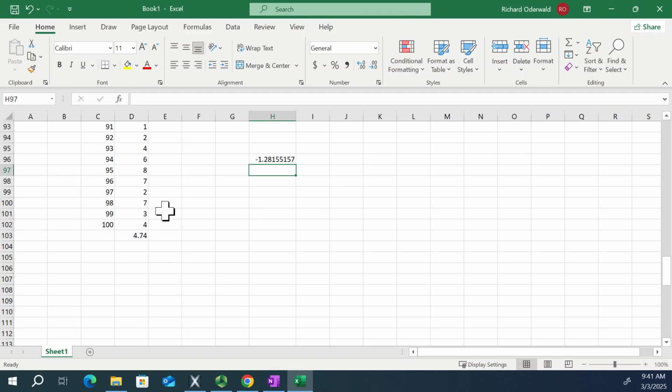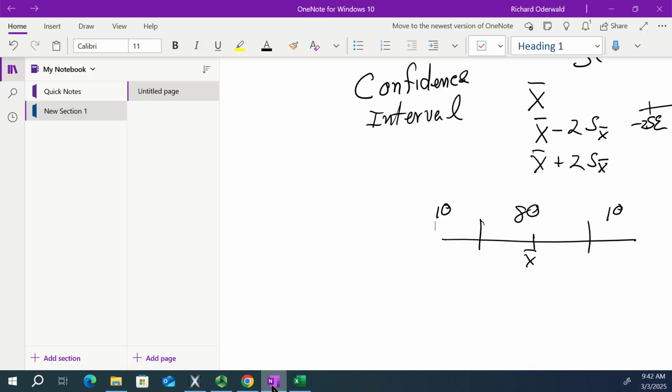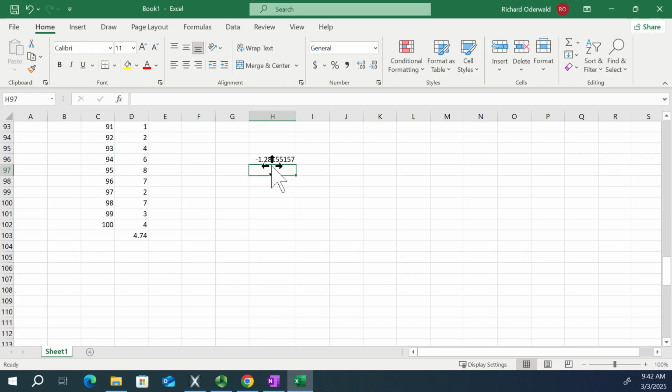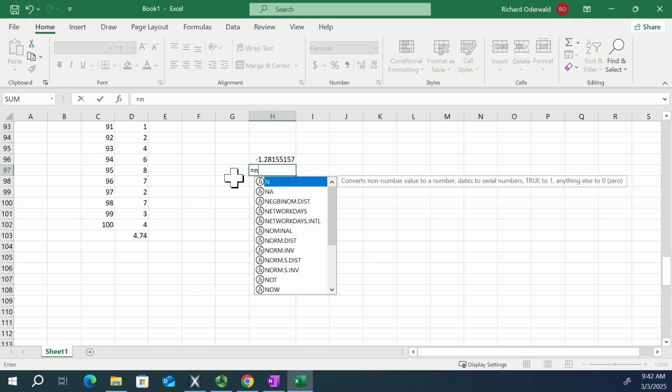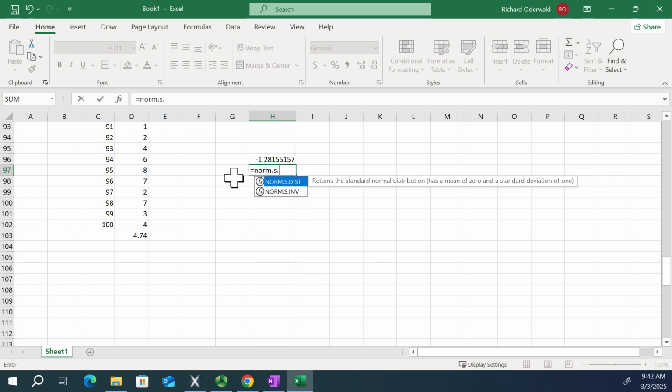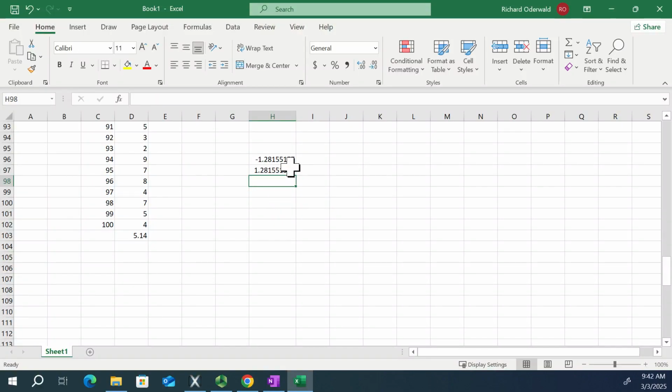What if I want the upper end? I want this. The only way I can get it is to come from here up to there. So how much is from there to there? 90%. So instead of that, I use equals norm.s.inv 0.9, and what do I get? Same thing. One's negative, one's positive.